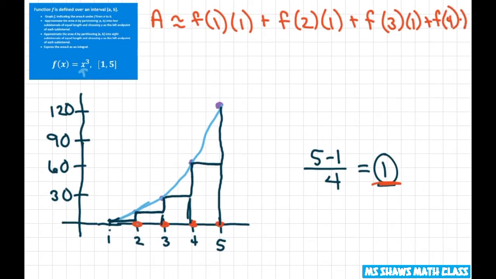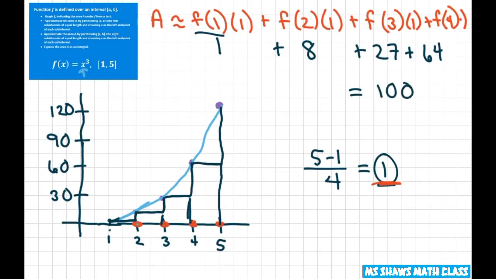Since we're just multiplying by 1, all we really need to do is find f of 1, which is 1. 1 times 1 is 1. f of 2 is 8. f of 3 is 27. And f of 4 is 64. So this all equals 100. That's our approximate area.